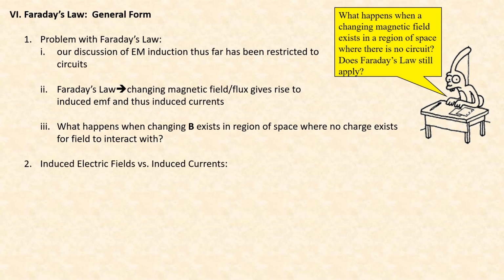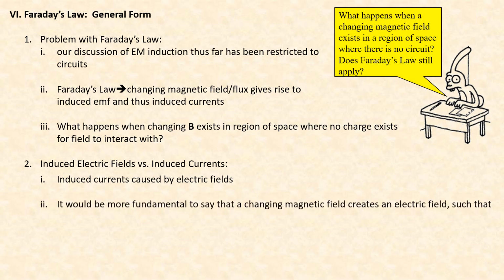Well, this is where we want to remember back to our discussion on electric current and resistance, where we asked the question, what is it that causes electric current on a microscopic level? You recall that to explain the cause of electric current on a microscopic level, we would say that it's an electric field that causes current. So induced currents are caused by electric fields.